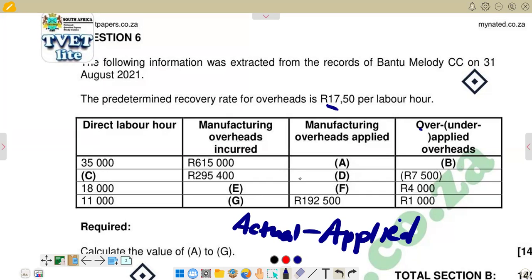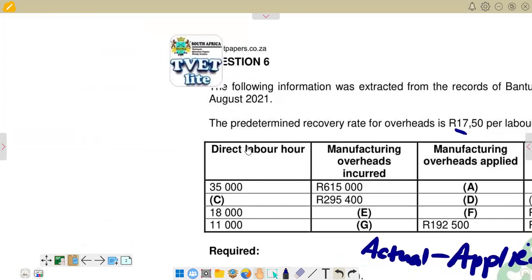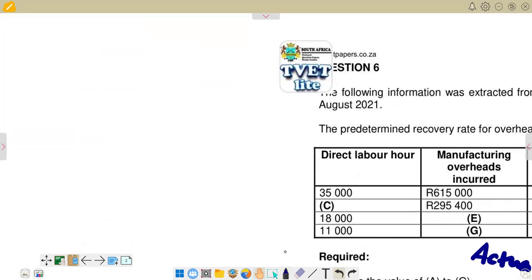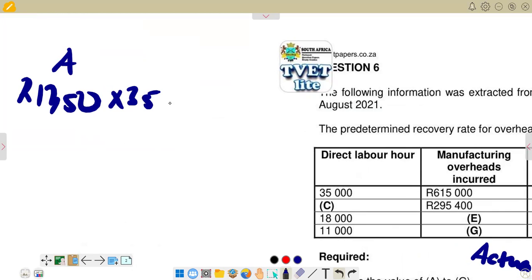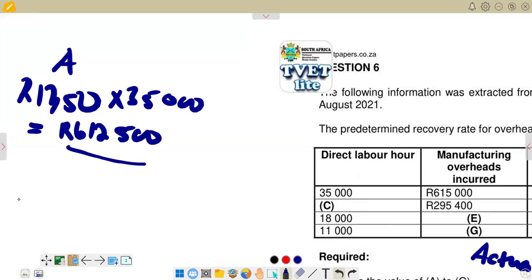But first of all, we have to find our A. So to find our A, as manufacturing overheads applied, we're going to say the rate that we have per labor hour times the number of labor hours, then it gives us the manufacturing overheads applied. As simple as that. So for our A, we are going to say 750 times the number of direct labor hours, which is 35,000. If you calculate that one, we are going to get 612,500. So this is what we have according to our A.